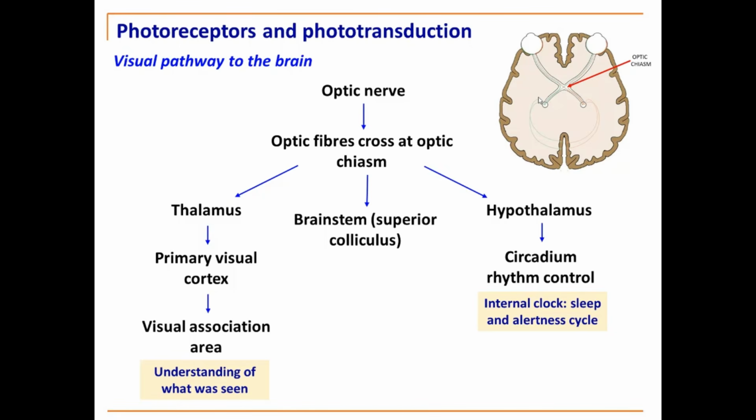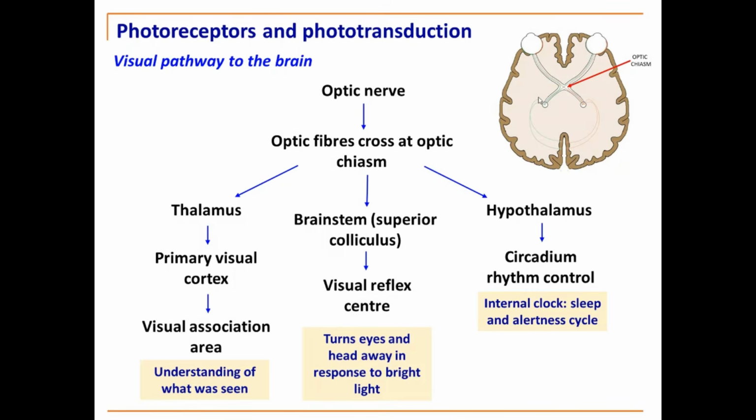And then it also goes through the brainstem, and in this case it's the superior colliculus, and this is a visual reflex center, where if a bright light suddenly comes at your eyes, you turn your eyes and your head away in response to that bright light. So that's your reflex. If you suddenly get a really bright light flashing in front of you, you turn your eyes and your head away, and that's going through the superior colliculus.